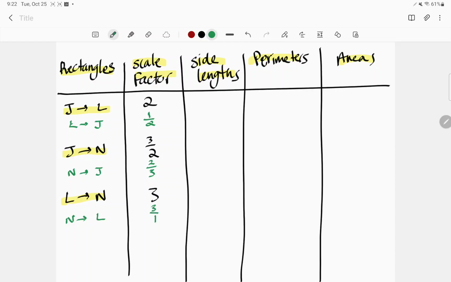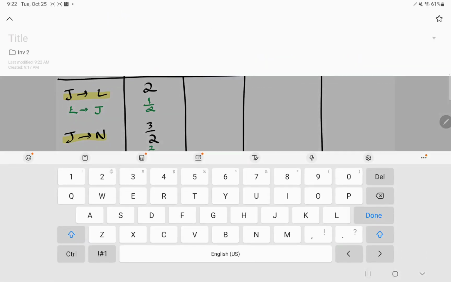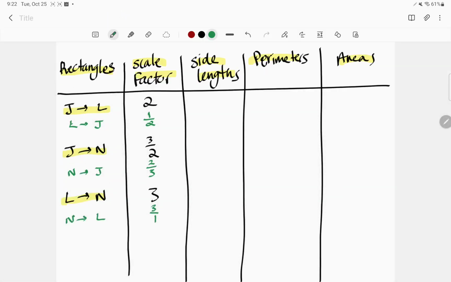I just want to point that out, that all of these can be reciprocated if you want to go the other way. So if on a quiz or a test I say, what's the scale factor from L to J? The answer is 1/2 and not 2, because you are going from a bigger shape to a smaller shape. So you should be able to recognize that I'm multiplying by a fraction in order to get that smaller shape.